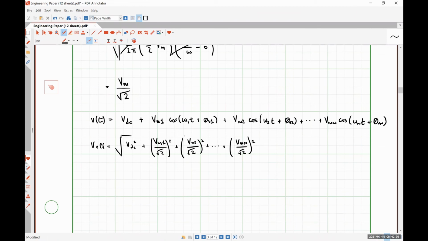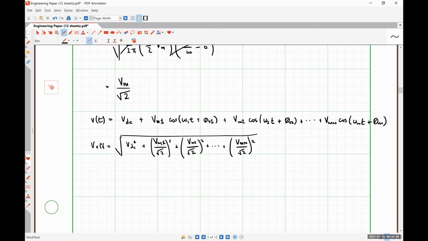So if we have a voltage signal or current signal that is the sum of sinusoids at different frequencies, this is how we can get their effective value. And as it'll turn out, this will be a very powerful tool once you learn Fourier transforms and stuff like that, where we can express any voltage signal as the sum of sinusoidal signals.